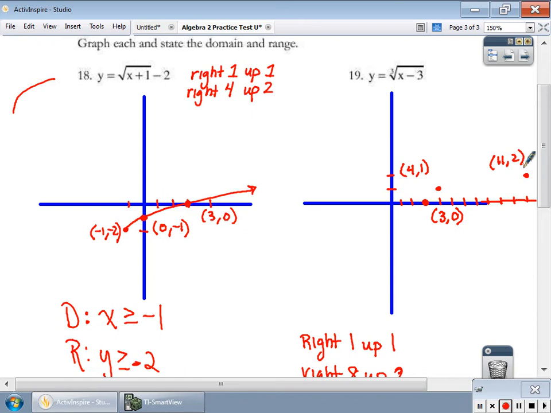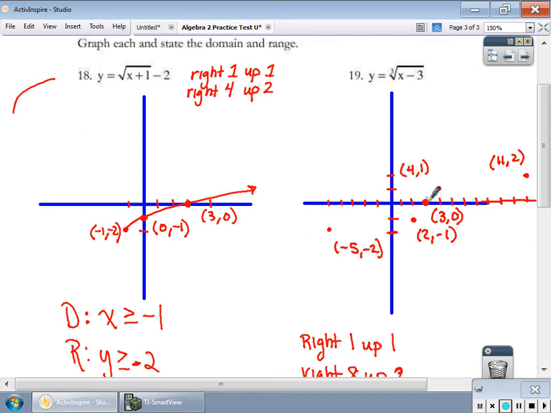Don't forget, now we also have to go to the left. Left 1, down 1. And then left 8. 1, 2, 3, 4, 5, 6, 7, 8, down 1, 2. And so this point right here, sorry I didn't label this, this is 2 comma negative 1. And then this point would be 1, 2, 3, that's 0 right there. Negative 1, negative 2, negative 3, negative 4, negative 5, comma negative 2.